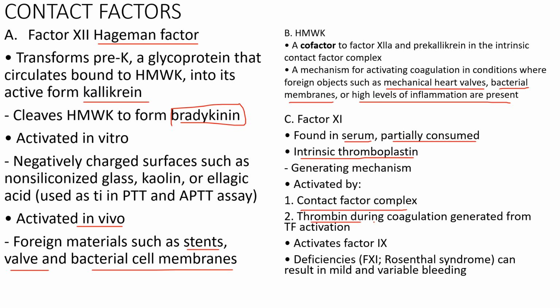complex. Thrombin during coagulation, generated from tissue factor, activates factor 9. Deficiencies would lead to the so-called Rosenthal syndrome, which would result in mild and variable bleeding.